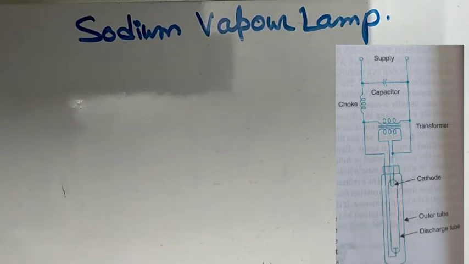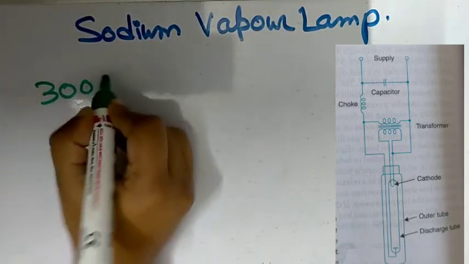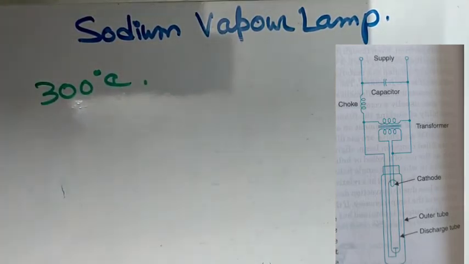Now, the efficacy of the bulb is high as the radiation from it is the yellow sodium lines, which are near the maximum of the visibility curve, and the normal operating temperature of the tube is around 300 degrees centigrade. A small transformer, as you can see in the picture, is included in the circuit for heating the cathode, and a choke for stabilizing the discharge.